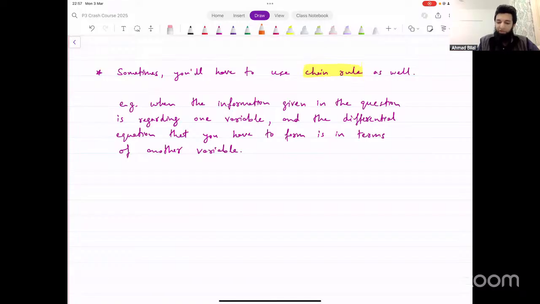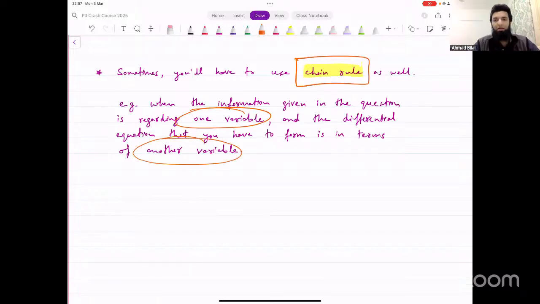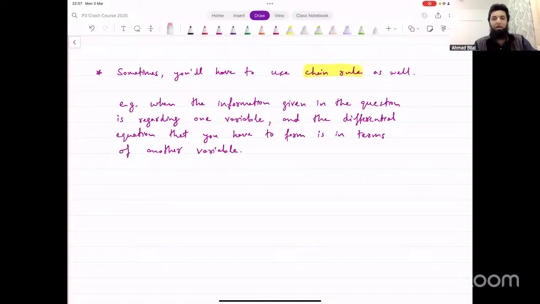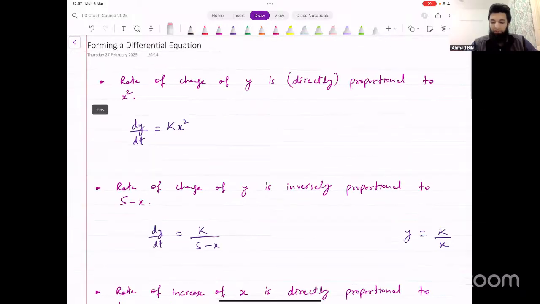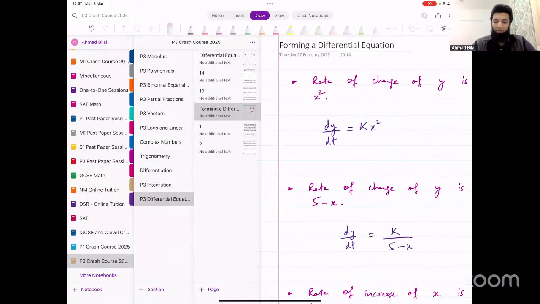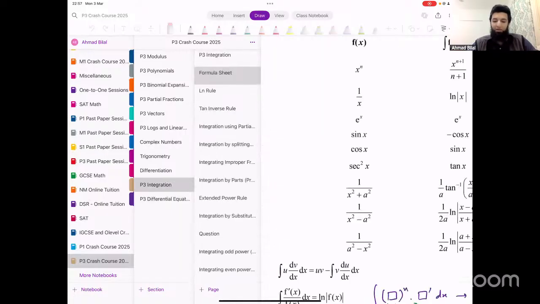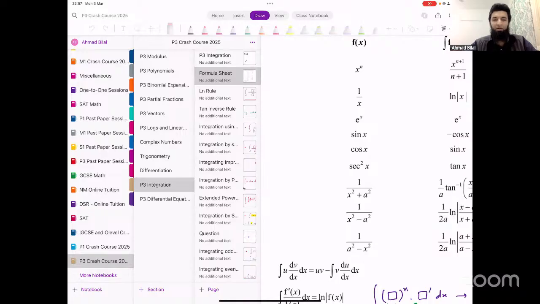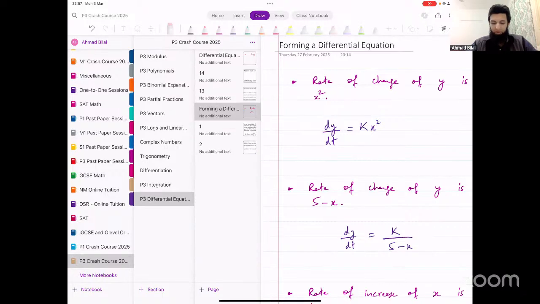When you have information given in the question regarding one variable and the differential equation that you have to form is in terms of another variable, what do you do in that case? You use chain rule as well, right? That's what we did in the last session. This is pretty much all that you need to know about differential equations. Apart from this, it's all the same integration rules that we've done in the previous topic, right? So if you know your integration well, this should not be a very difficult question generally, okay? But the prerequisite is that you need to remember all of those different rules that we did in integration. If you remember all of them, then this would not be a very difficult question.